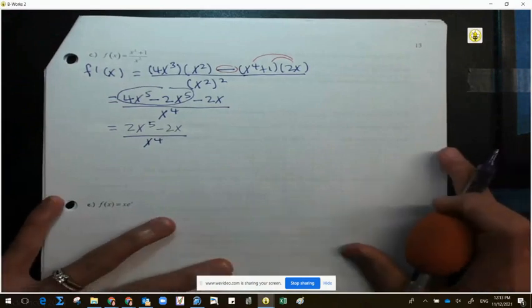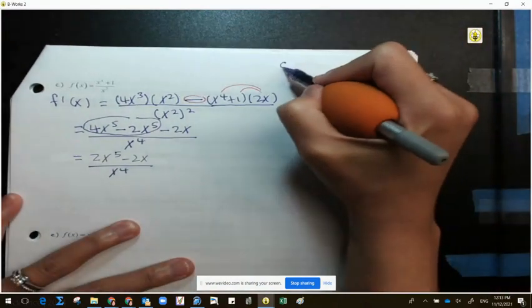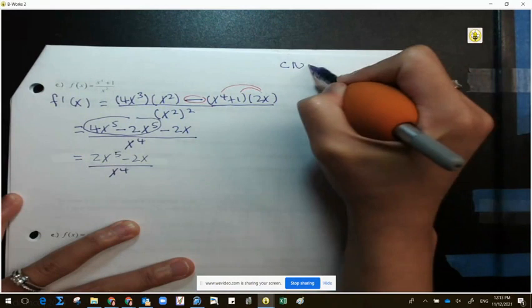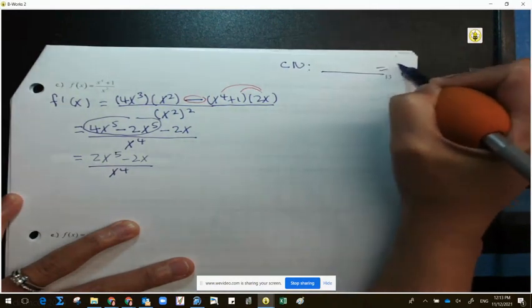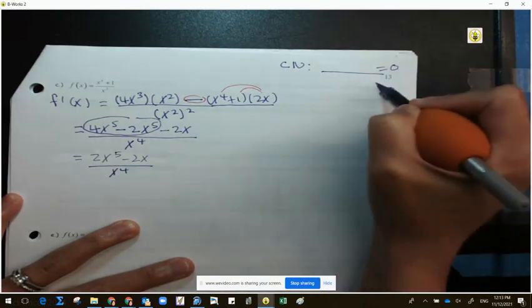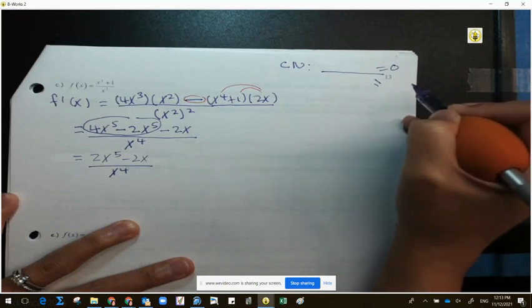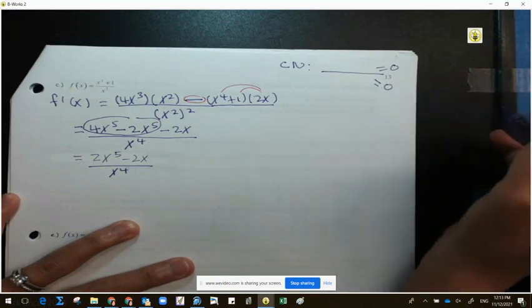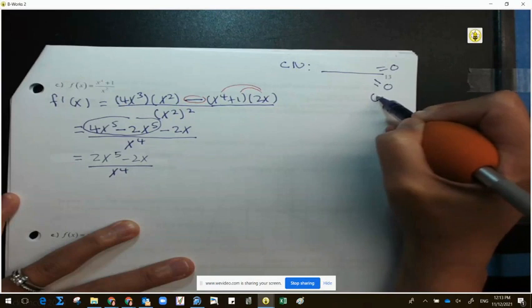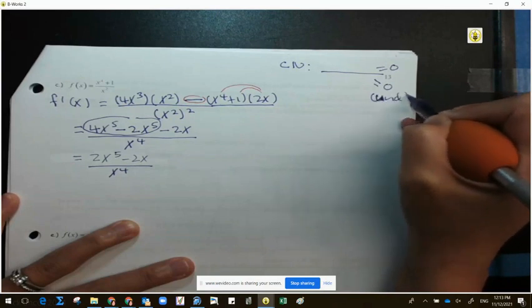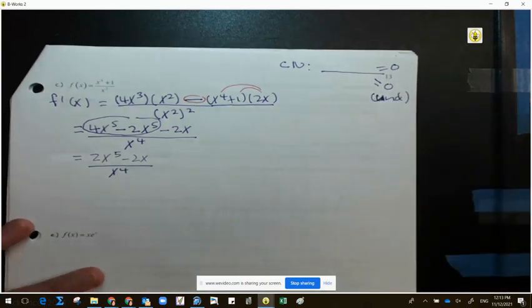So let's do a quick reminder of critical points. You find your critical numbers on the following. Your numerator must equal 0. And sometimes your denominator, if your variable is on the bottom, must also equal 0, because that's also where it's undefined. And where it's undefined could also be a critical number.